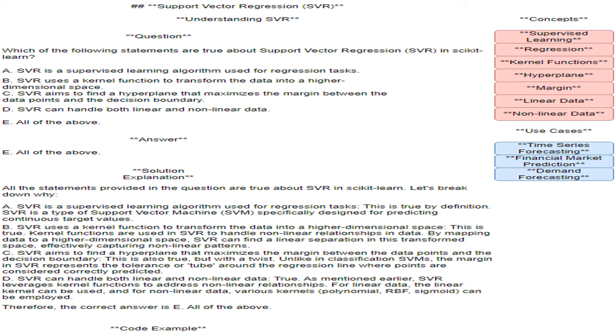For linear data, the linear kernel can be used, and for nonlinear data, various kernels, polynomial, RBF, sigmoid, can be employed. This flexibility allows SVR to adapt to different data characteristics. Linear data. Nonlinear data. Correct. Since all the previous statements are true, this statement is also correct. All of the above.